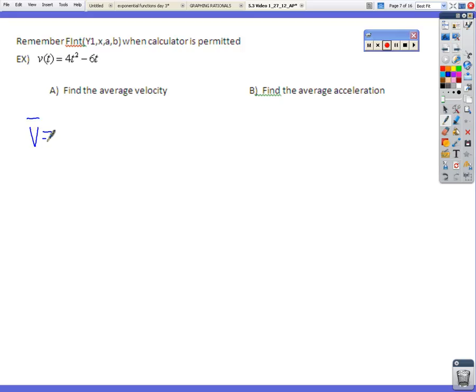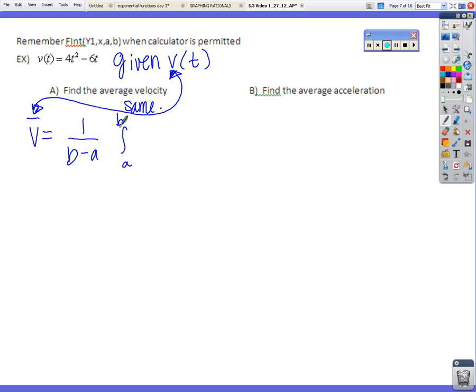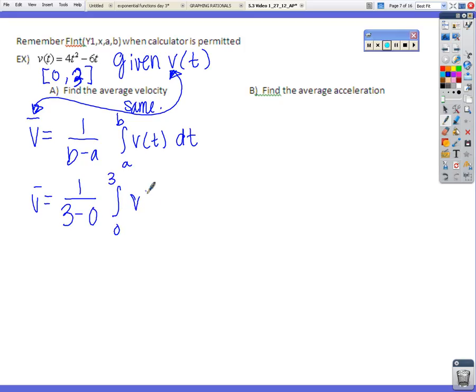So I want to find the average velocity, and in this case I'm given velocity. Since the function I'm given and the average I want are the same function, that means I'm going to use the average value formula. Which means that the average velocity would be 1 over, and I actually need to give you an a and b. So let's do 0 to 3. Okay. So 1 over b minus a, integral from 0 to 3 of v of t dt.